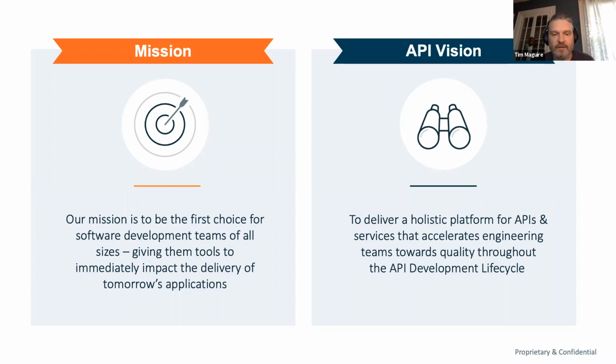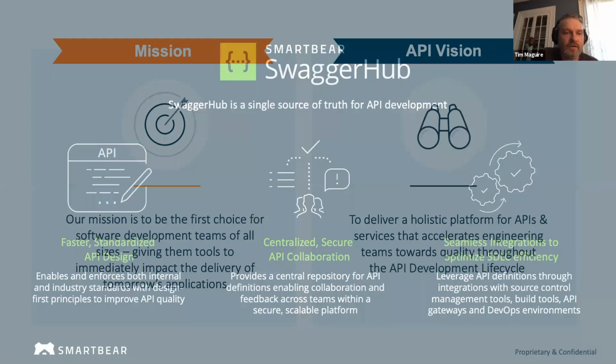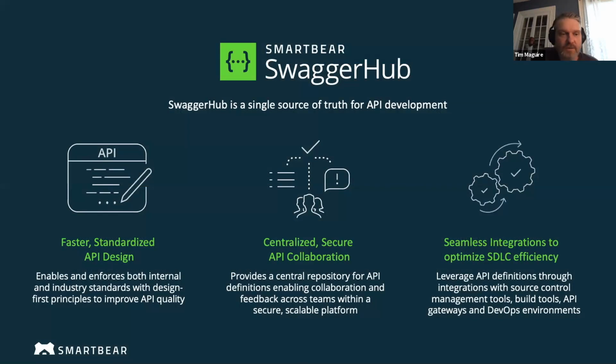So we want to deliver a holistic platform for API services to accelerate engineering teams toward quality throughout the entire API lifecycle. How do we get there? We're looking at SwaggerHub. We look at SwaggerHub as one of the standard API design documentation platforms for APIs today. You get a faster, standardized API design. It's a single source of truth, centralized API collaboration.